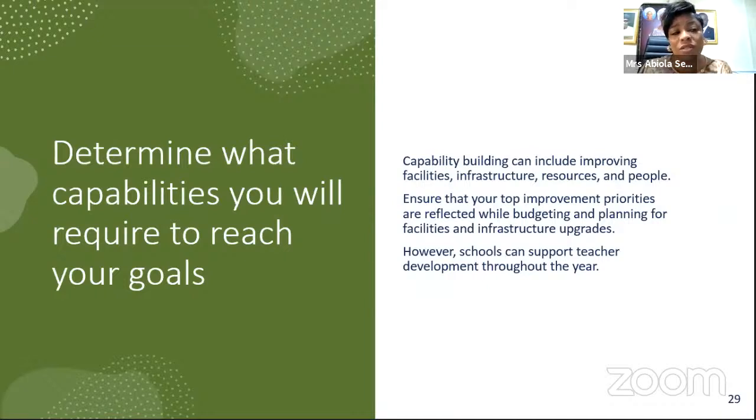And this is also important for our OEQ evaluators, as we prefer solutions to recommendations when we write our reports, okay? So we need to think about what government is also able to do given existent resources. And for school leaders, what your school is able to do given existent resources, okay? Ensure that your top improvement priorities are reflected while budgeting and planning for facilities and infrastructure upgrades. However, schools can support teacher development throughout the year. How can schools do that, okay? Next slide.